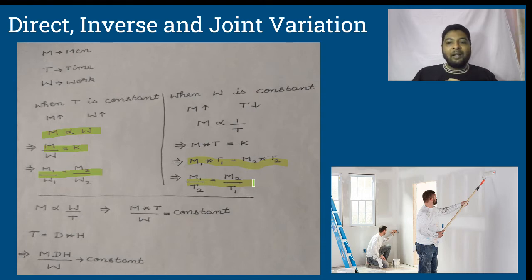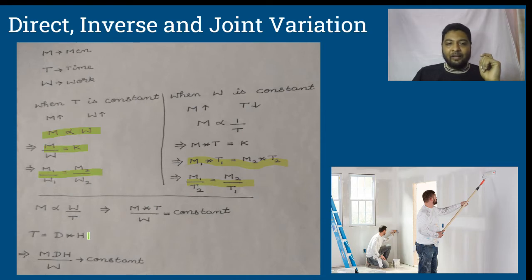Now, in a realistic scenario, T and W will not be constant. Here we consider T to be constant, here we consider W to be constant. If T and W are not constant, then we can say that M varies directly with respect to W and inversely with respect to T. This is also called joint variation, where one entity varies directly with another entity and inversely with another entity. M varies directly with W and inversely with T. That is, M into T by W is always a constant.